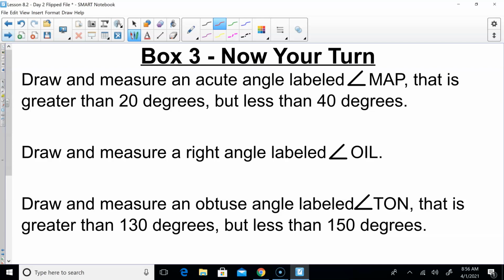The next one is for you to draw and measure a right angle labeled OIL. Obviously, there's only one way to draw a right angle because it has to be exactly 90 degrees. And then I want you to draw and measure an obtuse angle labeled TON that is greater than 130 degrees but less than 150 degrees. So you can pause the video right now and good luck on completing those tasks.